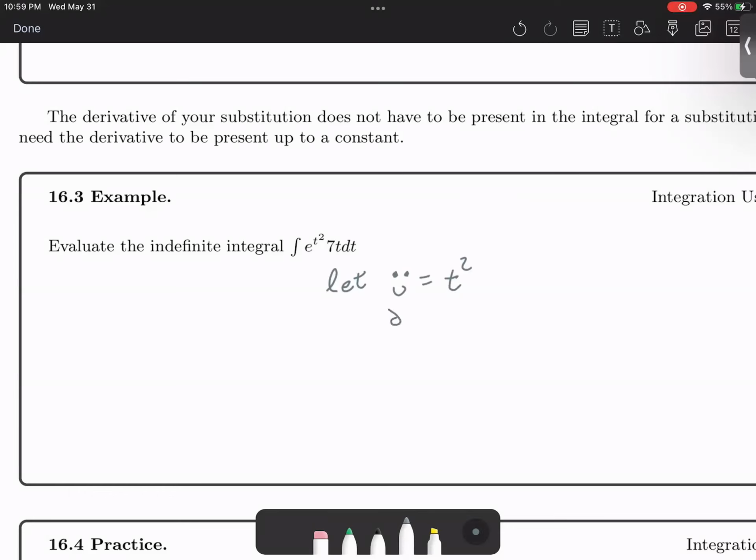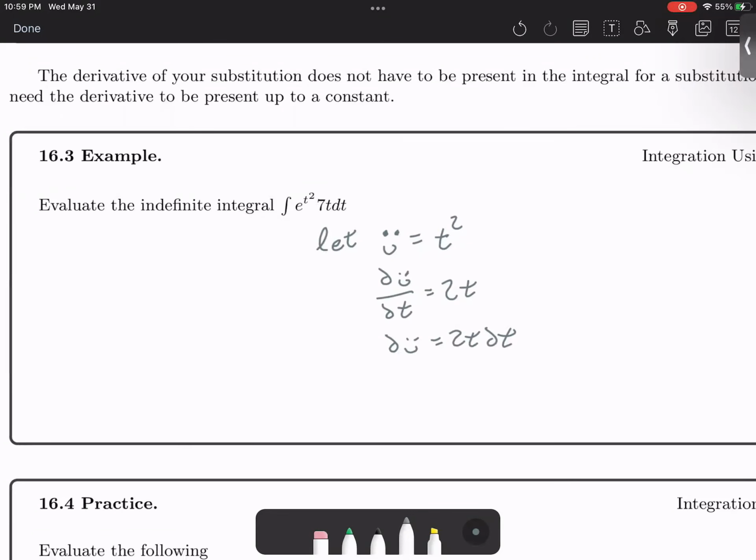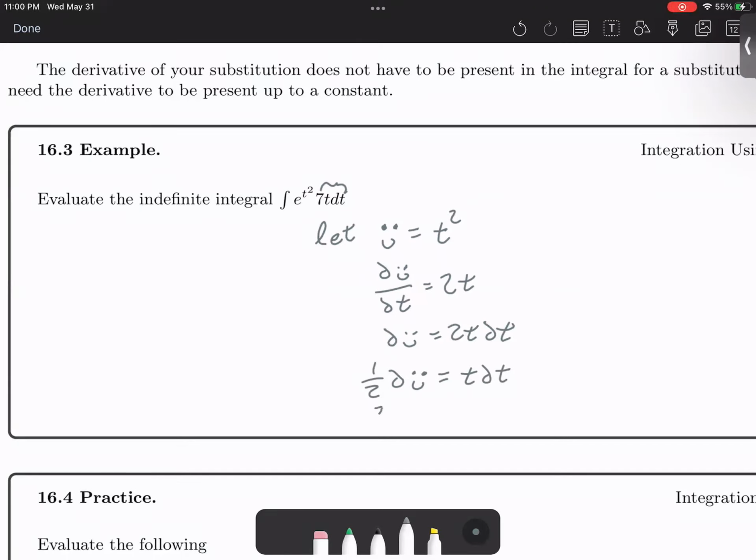If I create a new variable, now it's called smiley face, and I differentiate smiley face with respect to t, that's 2t. So then d smiley face is equal to 2t dt by multiplying both sides by dt. And I look at my equation and I need a 7t dt. So I need to turn this side into a 7t dt. I need to get rid of that 2. Right, so I'll divide both sides by 2, and then I'll multiply both sides by 7.